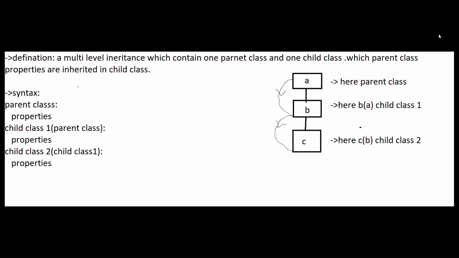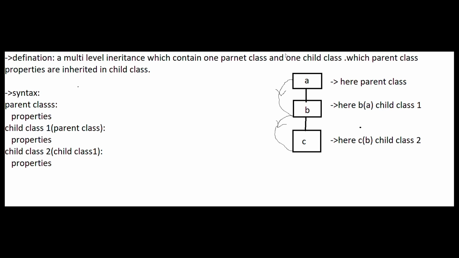In this video, we are going to learn about multi-level inheritance with the syntax, block diagram explanation, and a sample program. As for the definition, a multi-level inheritance contains one parent class as well as child classes, where the properties of the parent class are inherited into the child class. So that is the definition part of multi-level inheritance.